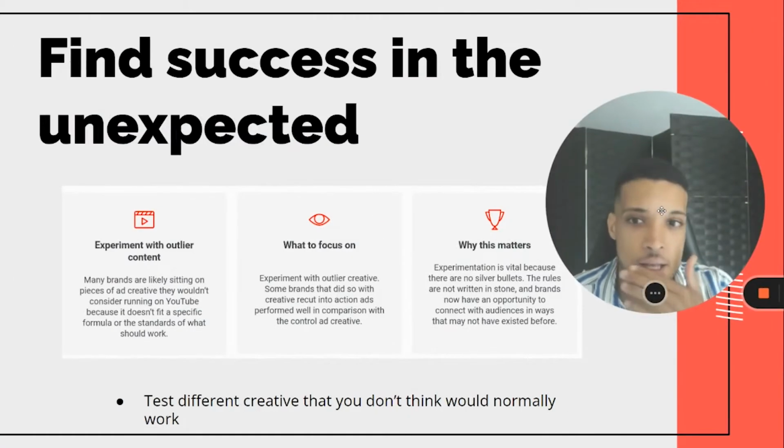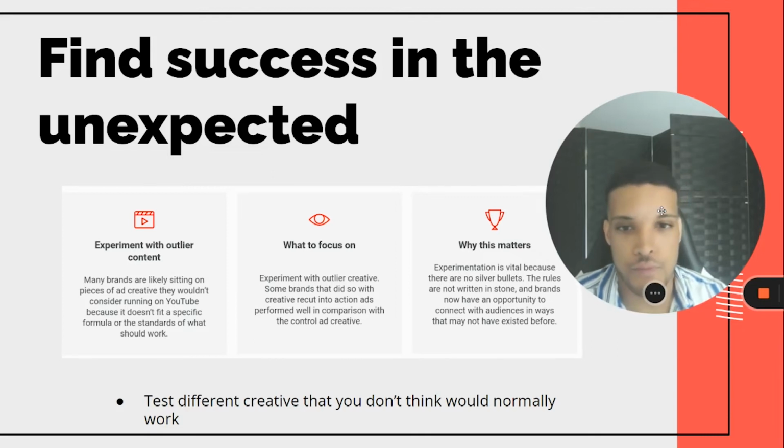Okay, now finding success in the unexpected. So often clients will always say they need a big production. Not necessarily. You can have different types of ads that you maybe think wouldn't work, whether it's UGC content, user-generated content, or something completely different than what you usually test. You always want to experiment with this outlier content and make it specific for the objective, because there are obviously no silver bullets. Some audiences might connect with this and you can scale and really have cheaper leads or sales when you hit on an experiment like this.